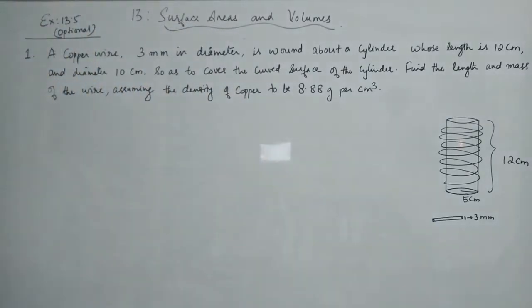A copper wire 3 millimeter in diameter is wound about a cylinder whose length is 12 centimeter and diameter 10 centimeter so as to cover the curved surface of the cylinder. Find the length and mass of the wire, assuming the density of copper to be 8.88 gram per centimeter cube.